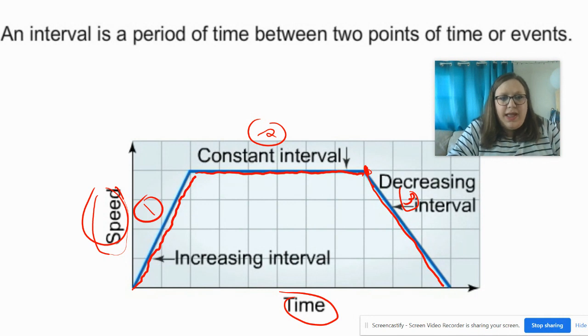So big words today, interval, which is just between 2 points. So like interval 1 is between these 2 points here. That's interval 1. Interval 2 is between these 2 points here. And then interval 3 is between these 2 points here. And then we have increasing, decreasing. You guys know what those mean, to go up or to go down. And constant means to stay the same.